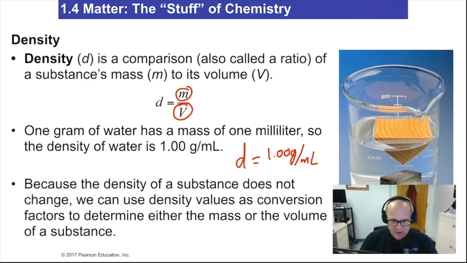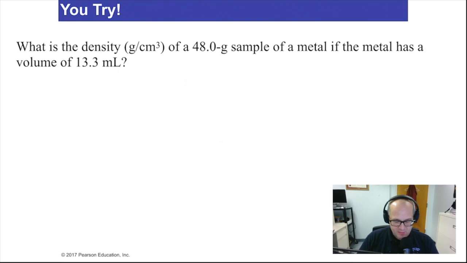Okay? So right now, density is grams over milliliters, grams divided by milliliters. Water has a density of 1.00 gram per milliliter. That's how it works so far. Now, let's say we want to work out this question right here. What is the density in grams per centimeter cubed? Remember, 1 centimeter cubed equals 1 milliliter. So a centimeter cubed is a milliliter. Simple enough, right?